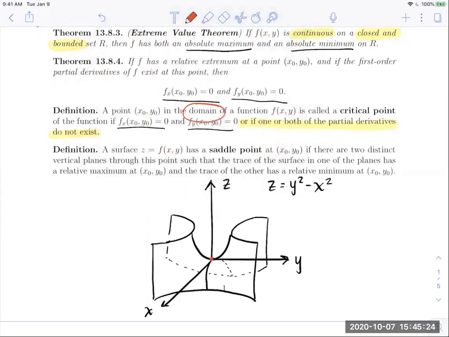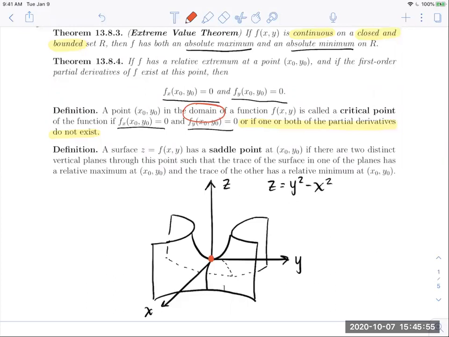So let's zero in on the saddle point that is actually located in this quadric surface. I'm going to highlight it here, and it's right here at the origin. All right, so let's take a look at why this satisfies the definition of a saddle point. What needs to happen at this point in order for it to be classified as a saddle? It is that there are vertical planes through this point such that the trace of the surface in one of these planes has a relative maximum at that point, and another plane has a trace where it's a relative minimum at that exact same point.